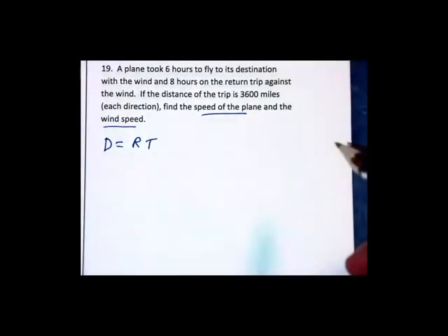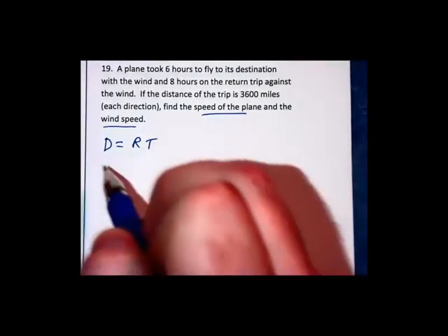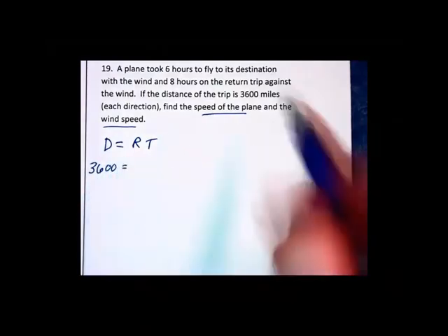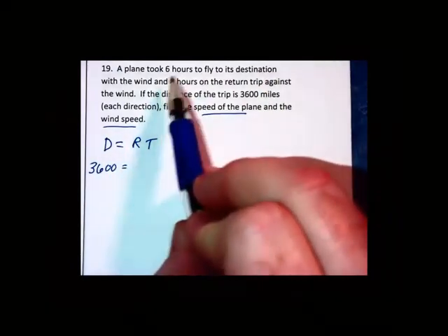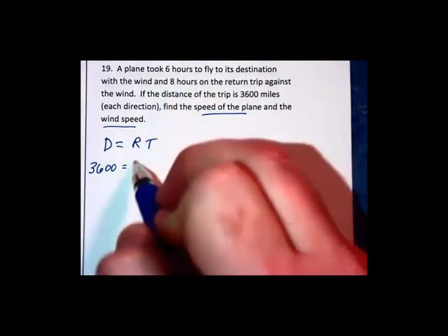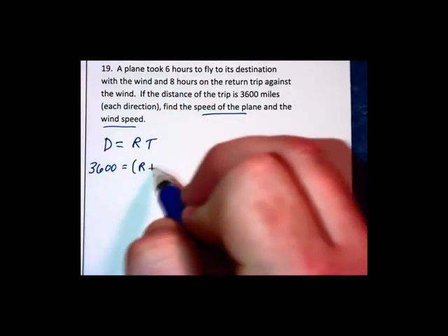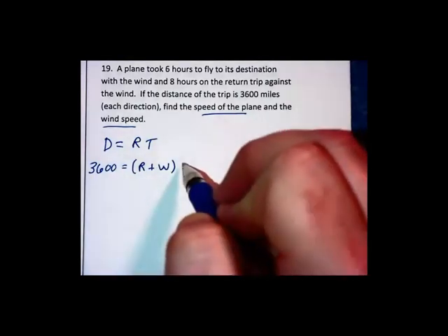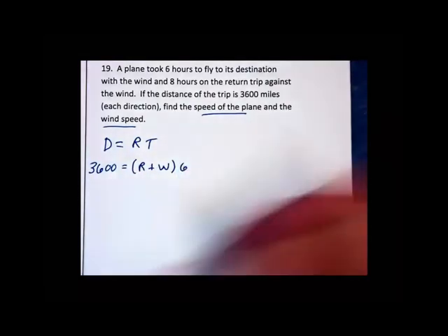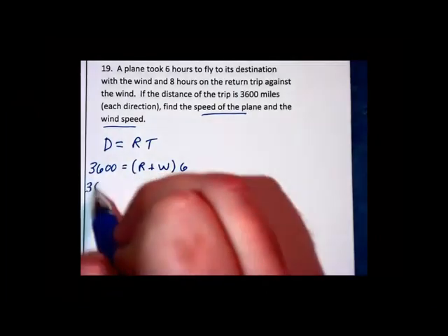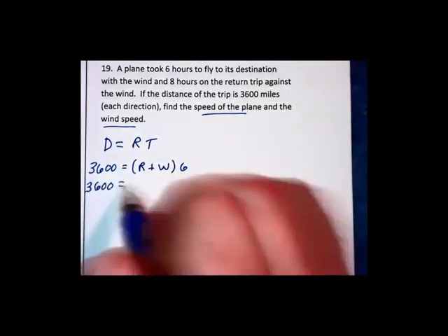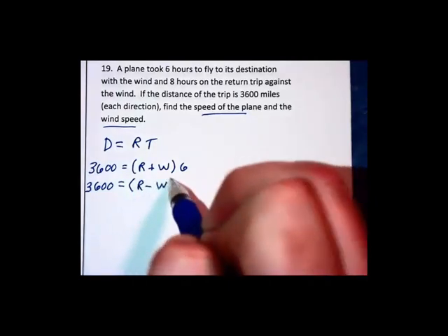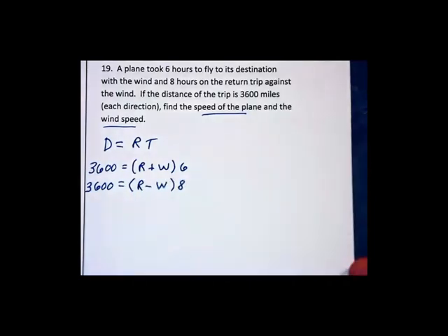For the first equation, we've got the distance is 3,600. The speed going to the destination is 6 hours with the wind. You're going to get a boost, so R plus the wind, and that's going to be for 6 hours. The second trip, the return trip, is the same distance, 3,600 miles. It's against the wind, so we're going to have R minus W for 8 hours.